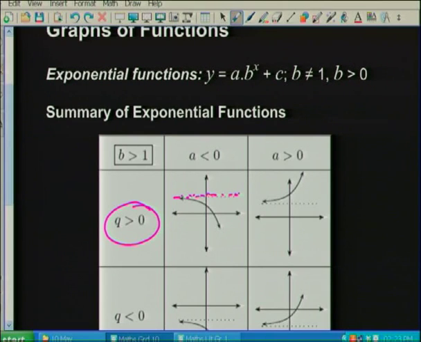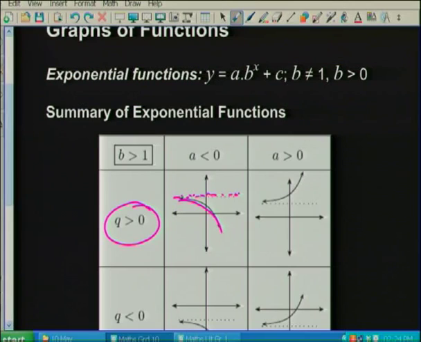Right. Then let's talk about the value of a. Remember I said the value of a determines whether your graph lies below or above the asymptote. A for this graph must be negative because my graph is below the asymptote. A for this graph must be positive because my graph is above the asymptote.